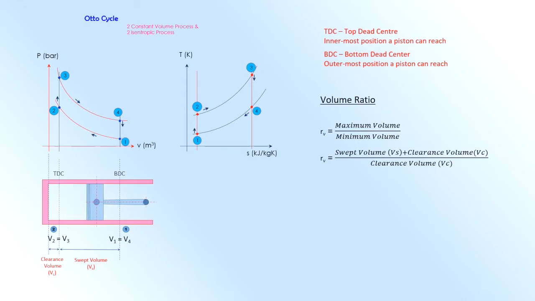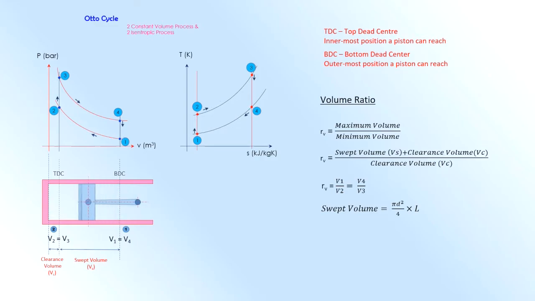So we just put in our maximum volume, which equals swept plus clearance, and minimum volume, which equals clearance. So that is V1 over V2 or V4 over V3. Remember, V1 equals V4 because it's constant volume here. V2 equals V3, which is also another constant volume here.